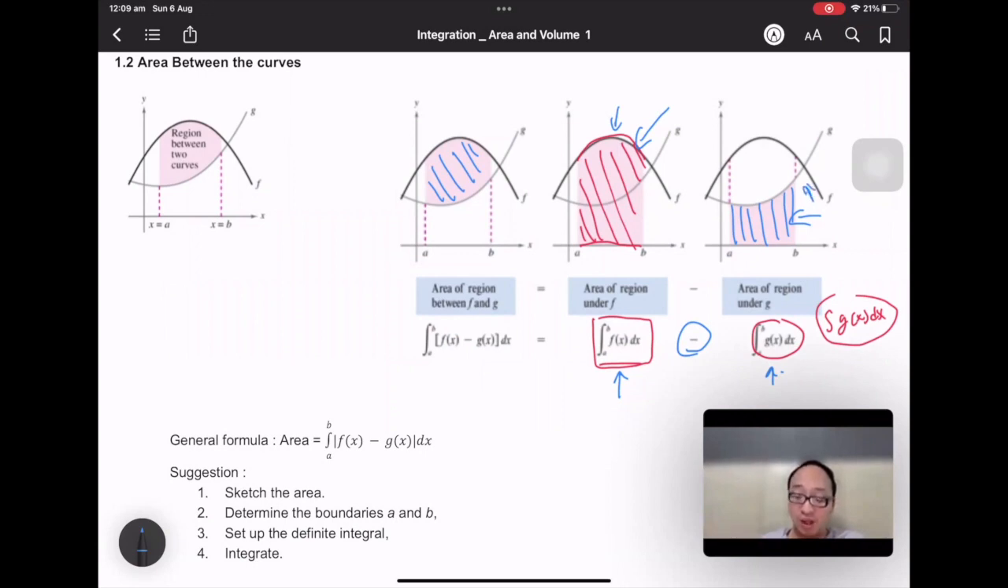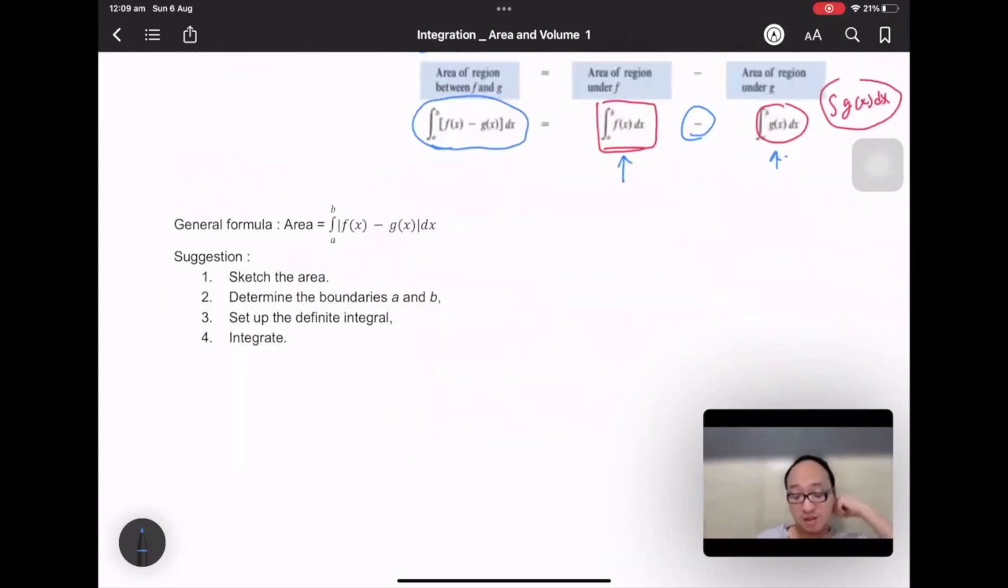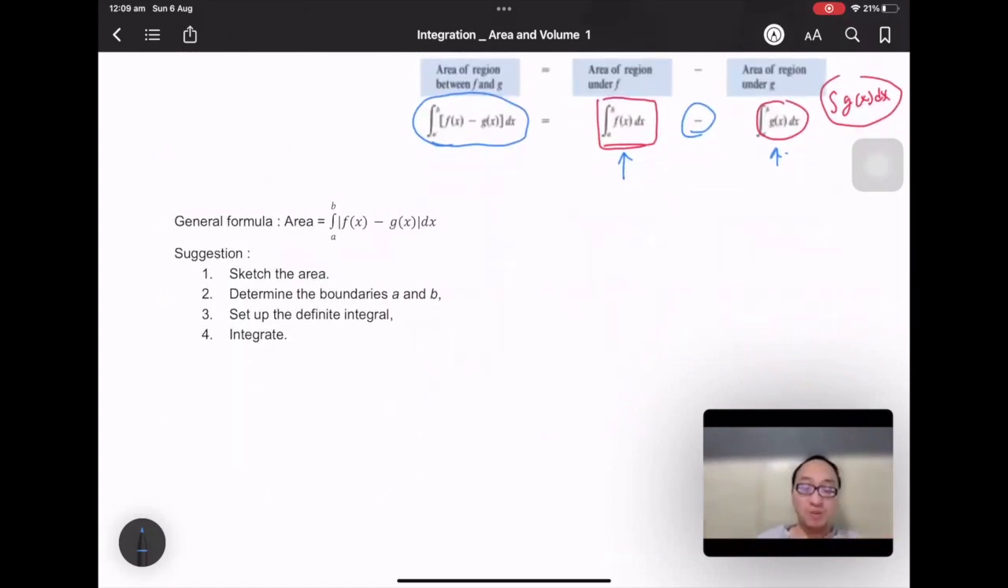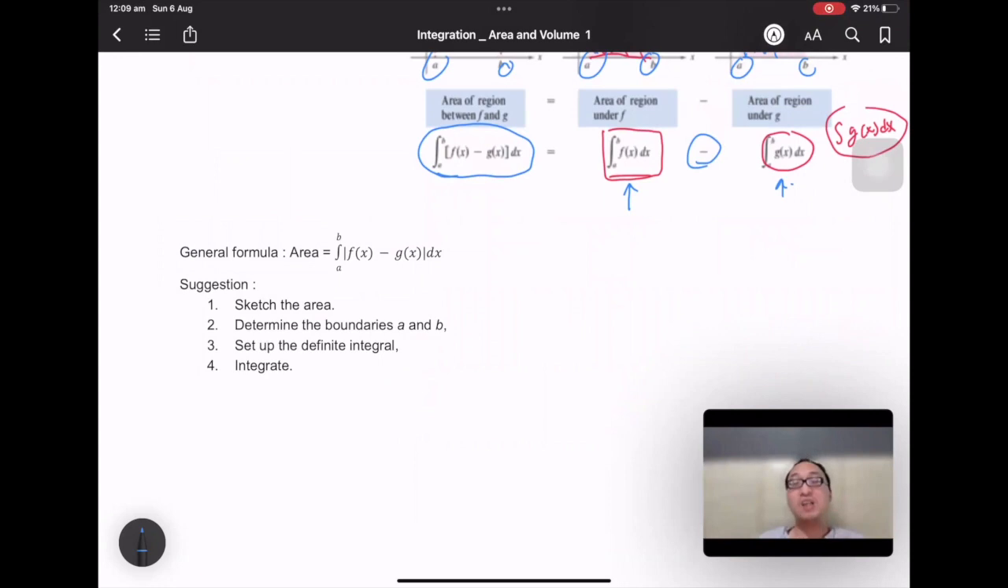Or we can just combine the integration if the boundaries are the same. So the general formula to find the area between two curves is we just subtract f(x) minus g(x), where f(x) is the higher function, in the higher position, and g(x) should be the function at the bottom.